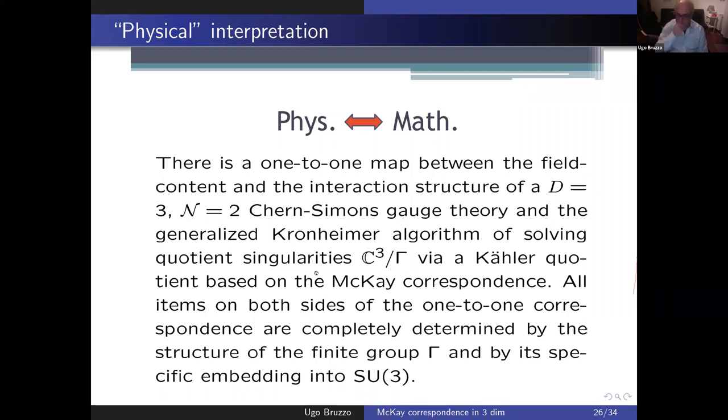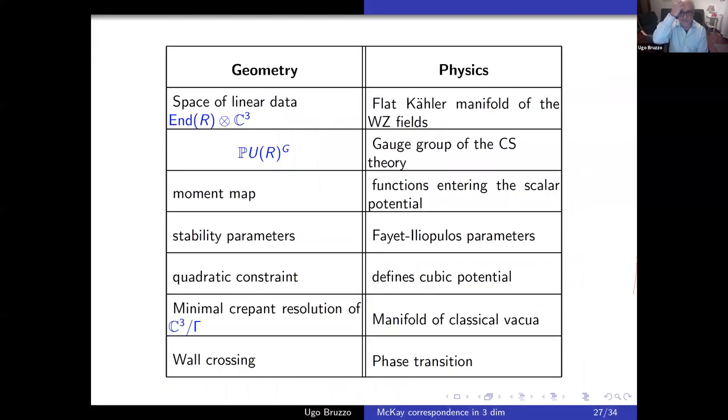And in particular, the way we get our objects via the Kähler quotient construction is very well suited to allow comparison with physics. And this is a kind of dictionary. What I want to say is just that everything that we have on the left, and these are notions that we have already used, more or less, has a physical counterpart. So for instance, the space of the linear data we started from corresponds to so-called Wess-Zumino fields in the theory. You have a gauge group, and the moment map is a scalar potential. Even the stability parameters in physics are regarded as fields. They are called Fayet-Iliopoulos parameters.